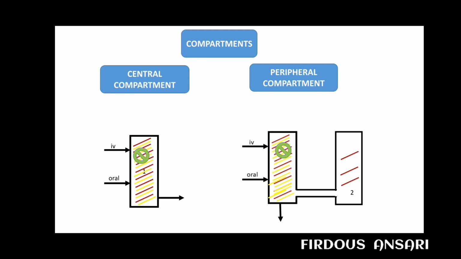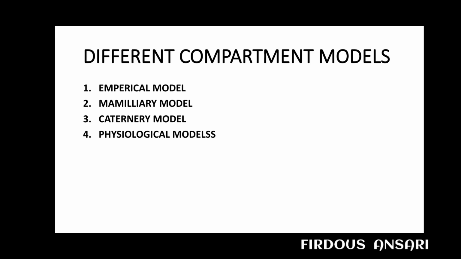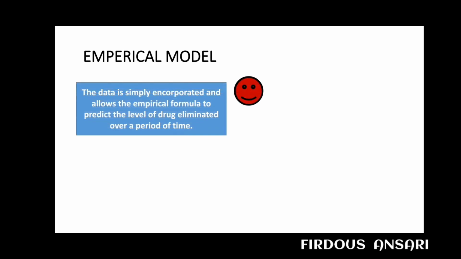Okay. Next, different compartment models are available, and these are the empirical model, mammillary model, catenary model and physiological models. So we will check out these models one by one. First comes the empirical model. Here in the empirical model, the data is simply incorporated and allows an empirical formula to predict the level of drug eliminated over a period of time. So here we just take data and put it in an empirical formula, just like a mathematical equation, and we can calculate the rate of elimination of a drug.